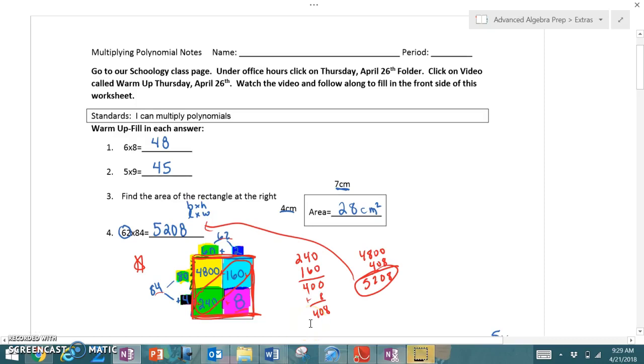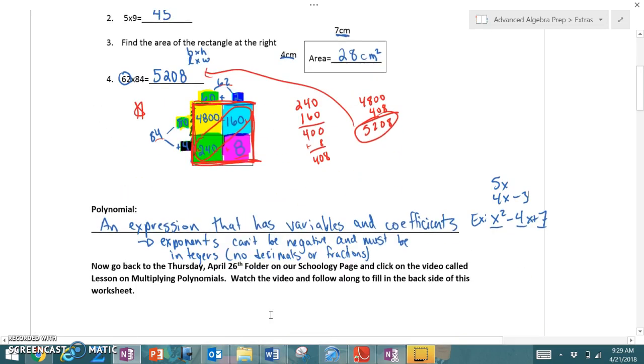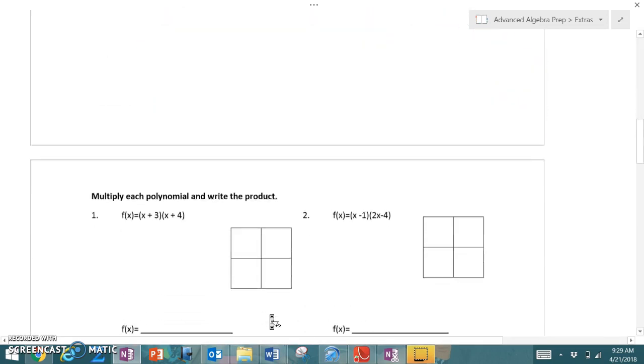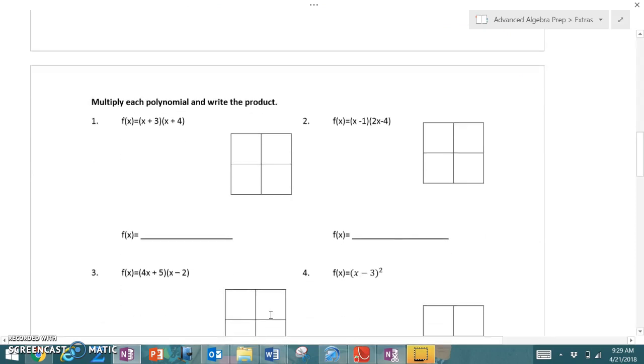Okay, so welcome back. Now that we reviewed this box model or box method that we'll be talking about today, we are going to talk about how instead of just using numbers, we're going to multiply polynomials using the box method. So if you flip to the back side of the worksheet you've been working on, this is what the problems from this section would look like.